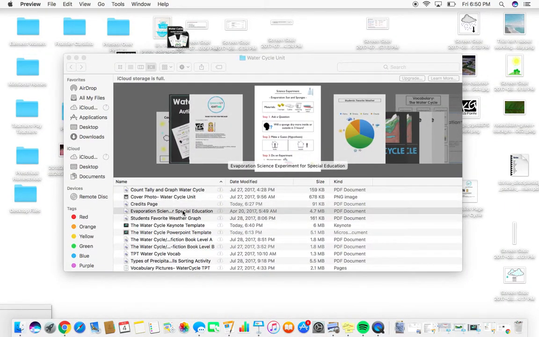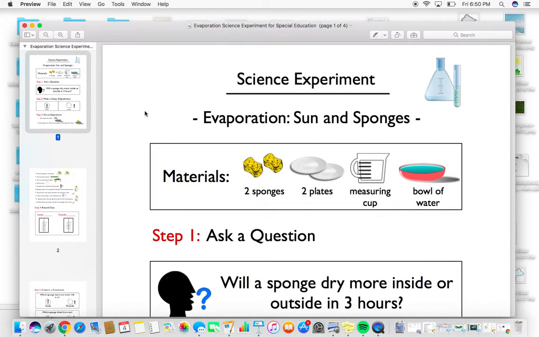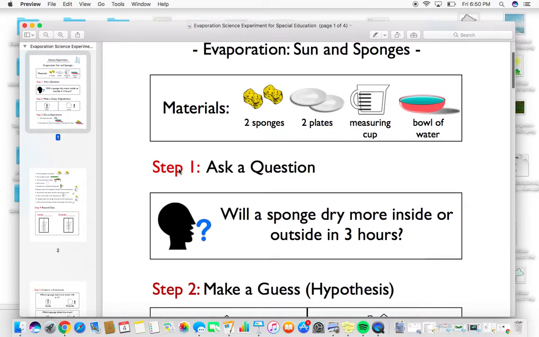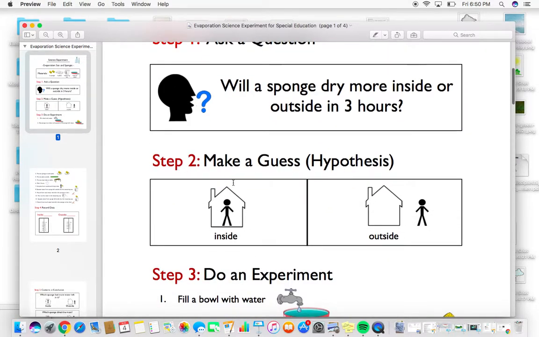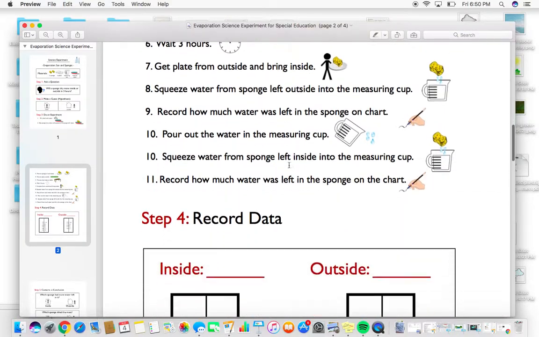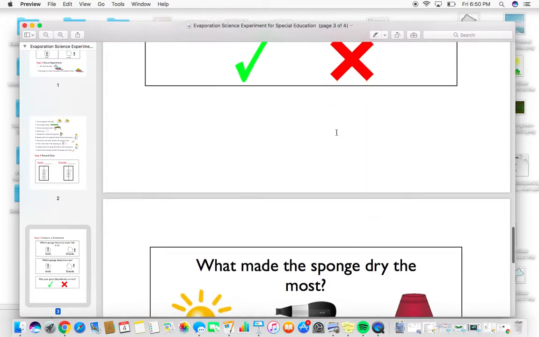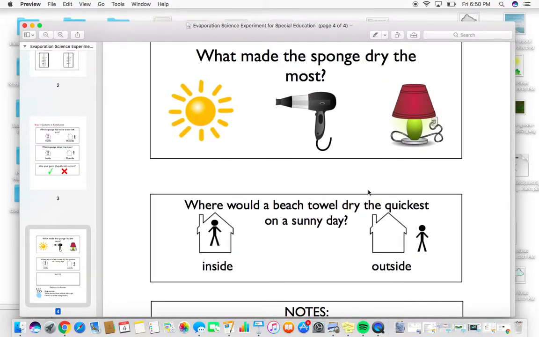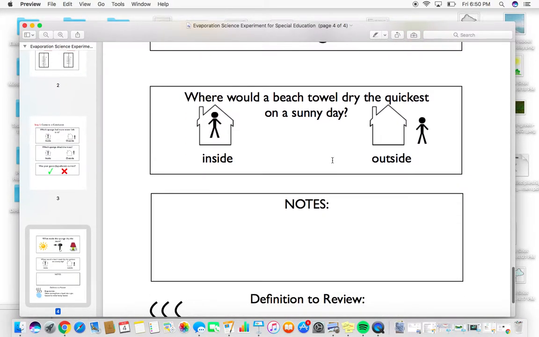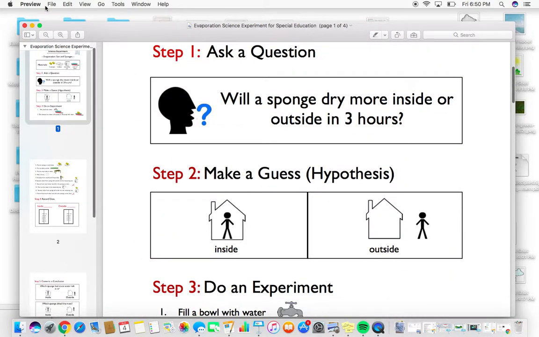One of my favorite things is the science experiment, a visual science experiment. You have your materials, you go through the 5 steps of the scientific method. They're able to make a hypothesis, go through the steps of the experiment, record their data, and then come to a conclusion, be able to answer some practical questions to generalize the knowledge and review some definitions.